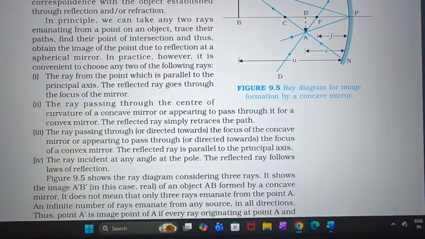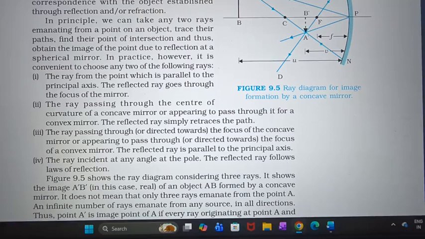These are certain rules that we have already seen. If a ray is parallel, it should pass through the principal focus. The ray through the center of curvature will simply retrace its path. A ray passing through the focus of a concave mirror becomes parallel again. And at any angle at the pole, the principal axis acts as the normal and the ray comes back following the angle of incidence and angle of reflection. The angle the incident ray forms, the same angle should also be formed by the reflected ray. These are the general rules.